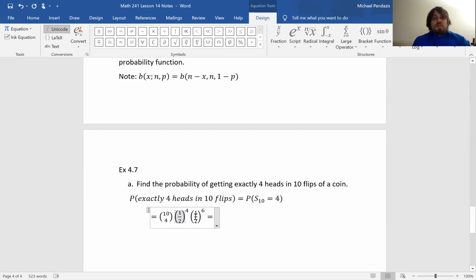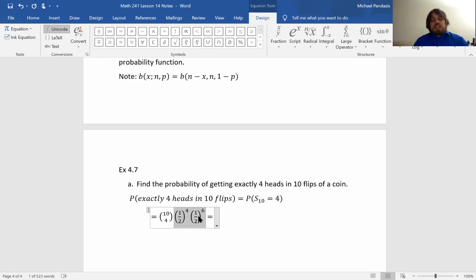It's 1/2 to the 4th times 1/2 to the 6th is the probability of succeeding in the first 4 flips and then failing in the next 6, right? 4 plus 6 is 10 flips. That's the probability of succeeding the first 4 and then failing in the next 6. But every rearrangement of successes and failures also has that probability. You've succeeded 4 times, failed 6 times. 1/2 to the 4th times 1/2 to the 6th.